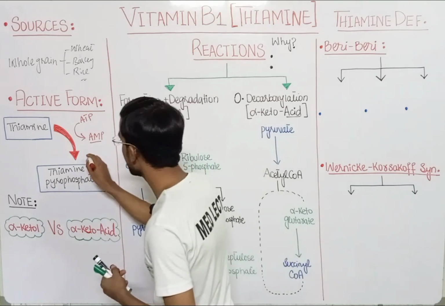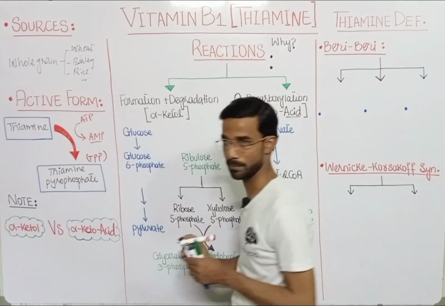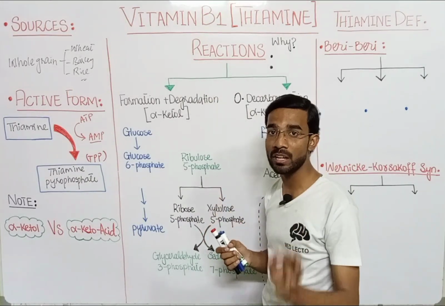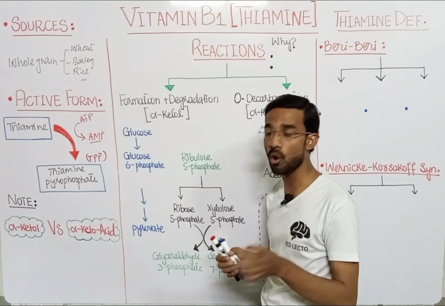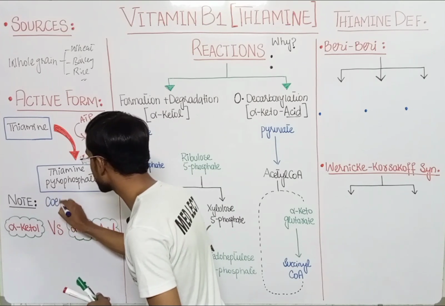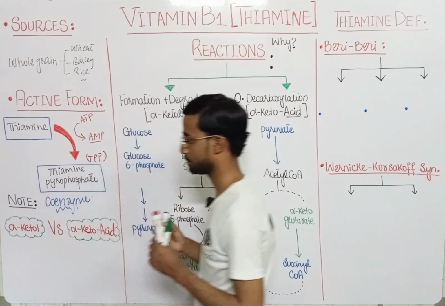This is the TPP, thiamine pyrophosphate. Now, keep in mind that thiamine pyrophosphate works as a coenzyme. So this is the coenzyme form of thiamine.